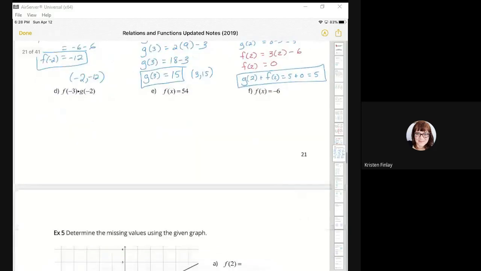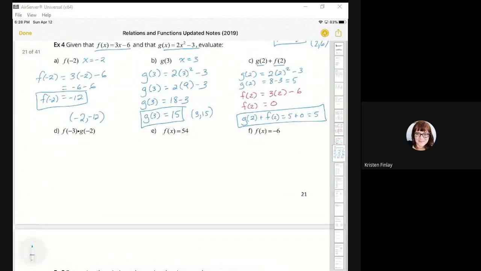So we can do that also with multiplying. So let's take a look at this next one. f of -3 and g of -2. So I'm going to just scroll it down a little better so I can see the functions. So let's do f of -3, which is equal to 3 times -3 minus 6, which is -9 minus 6. And when we calculate that out, we get -15.